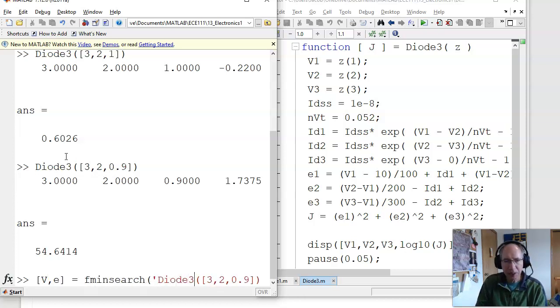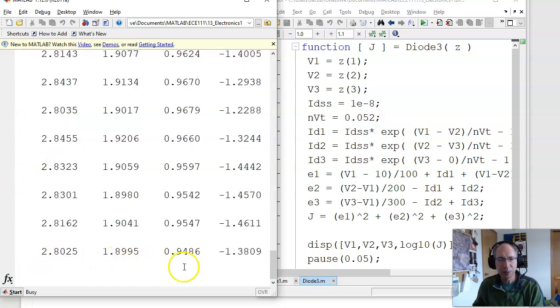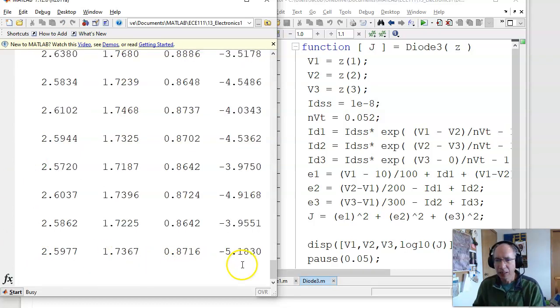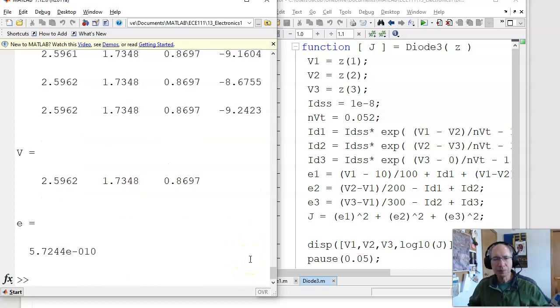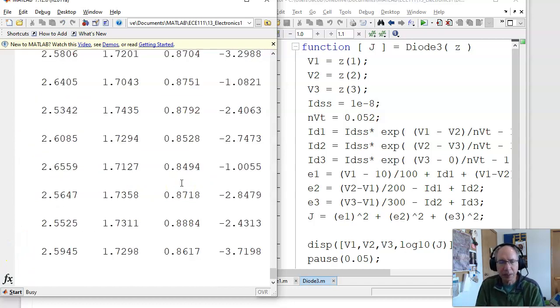Let's minimize this function, diode 3. Here's my initial guess, and there are my guesses for V1, V2, V3, and the log base 10 of the error. I want that to go as negative as possible. It either kicks out because it found the answer, or it couldn't do any better. If I repeat, making this the answer from the previous iteration and letting it keep going, can I do better?